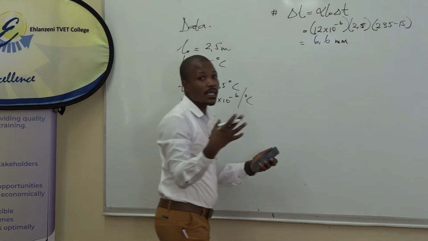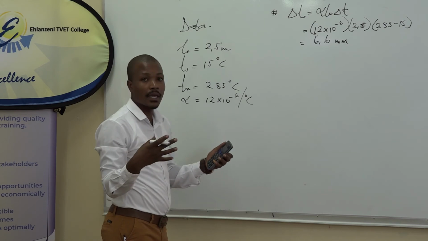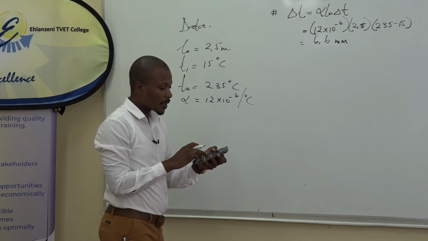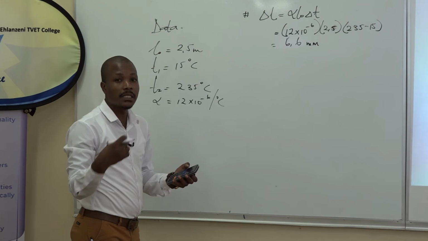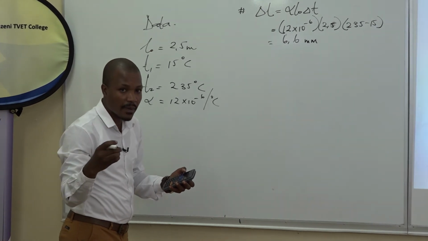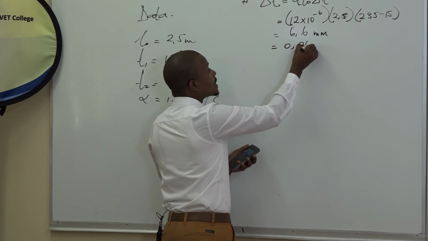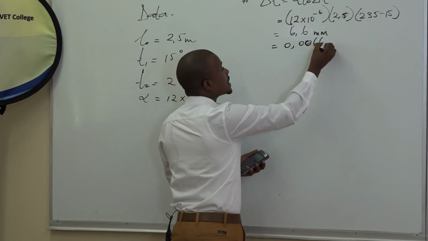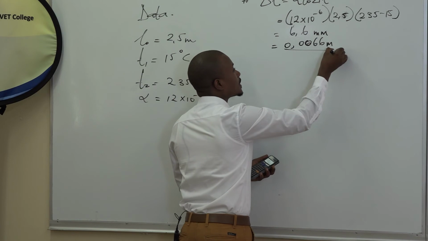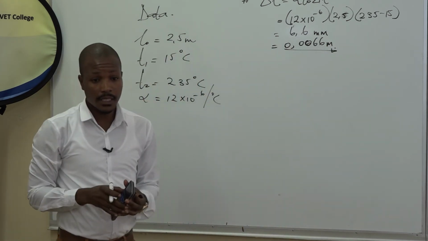millimeters. But in most cases, when we work on this one, we need to work with meters. How do you go about converting that to meters? You divide it by 1,000. If you divide it by 1,000, you're going to have 0.0066 meters. This is the change in length.